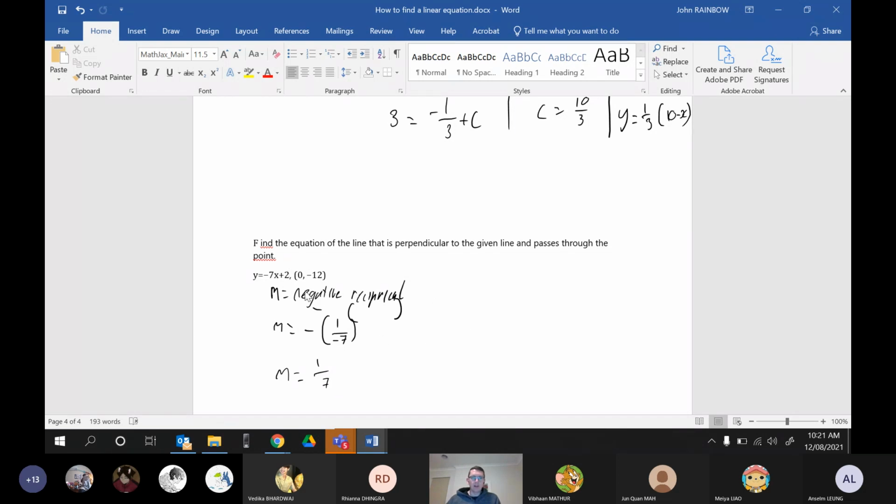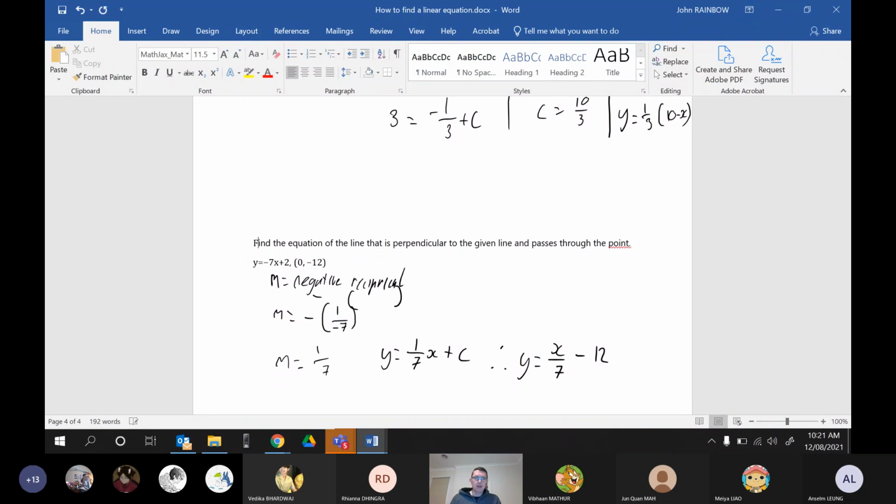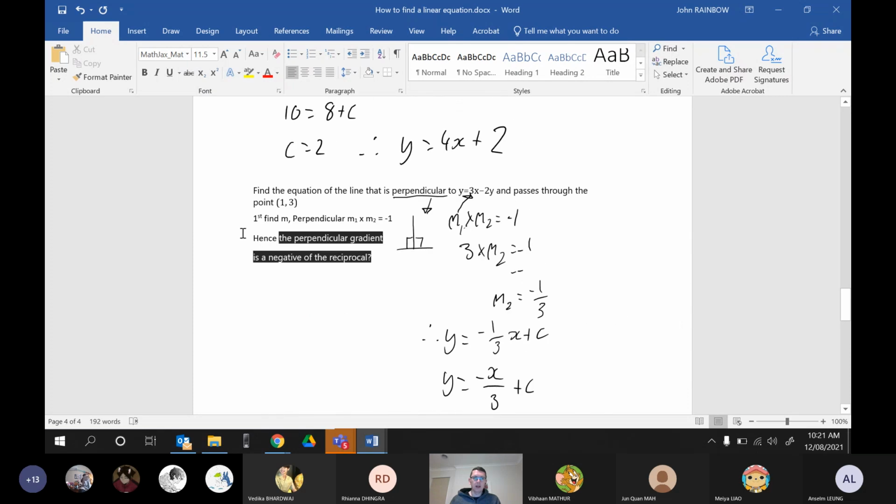Or you can do it the other way. And then, so we know it's y equals 1 on 7x plus c. We know that c has to be negative 12. So y equals x on 7 minus 12. Good way to check it: if it's perpendicular, this is a negative gradient, that needs to be positive, and it is. That's it. Comfortable using the negative reciprocal.